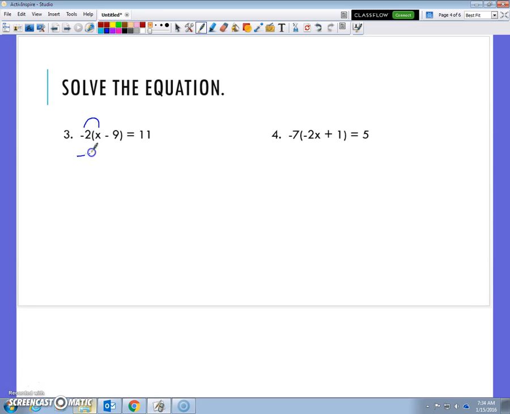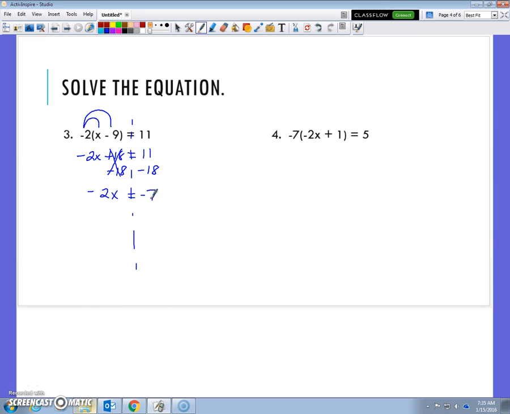Negative 2 times x, negative 2x. Negative 2 times negative 9, positive 18. There's my balance point. Anything that happens on the left side of this line, this equal sign, has to happen on the other side. Looks like my first step, I want to get rid of this positive 18, and the inverse of plus is minus, so I'm going to subtract 18 from both sides of the equal sign. Negative 2x equals negative 7.